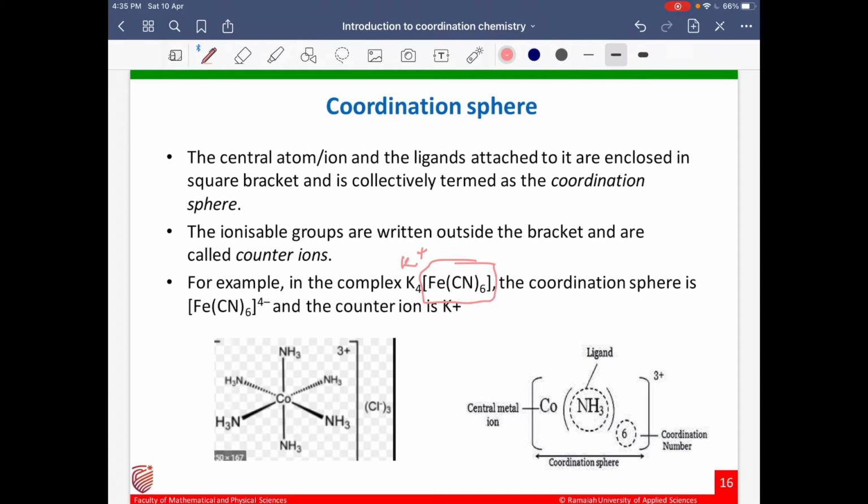So the coordination sphere is the central atom or ion and the ligands attached to it, enclosed in a square bracket and collectively termed the coordination sphere. So in the coordination sphere, the central metal atom will be there as well as the ligands. Outside the coordination sphere, there will be counterions which can be positively or negatively charged.